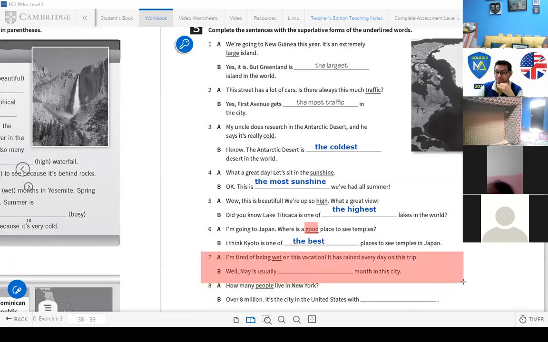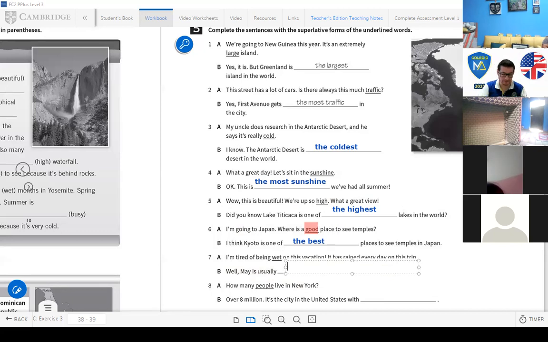Number 7. It says, I'm tired of being wet on this vacation. It has rained every day on this trip. Well, May is usually the wettest month in this city. Oh, yeah. In this case, we have to talk about, no, that the wettest, right? May is usually the wettest month in this city.